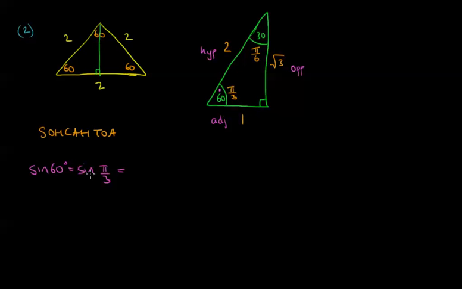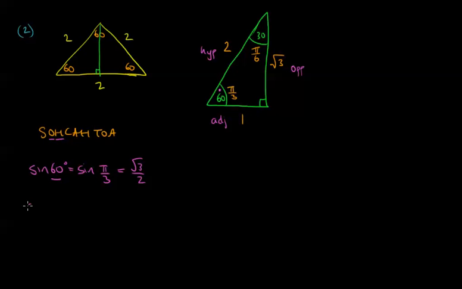Sine 60 degrees is, well, according to this triangle, opposite over hypotenuse. The opposite is root 3, and the hypotenuse is 2, so that would be root 3 over 2. So if you did sine 60 on a calculator, it's the same as doing root 3 over 2, and you can check it for yourself. This is the same as this.